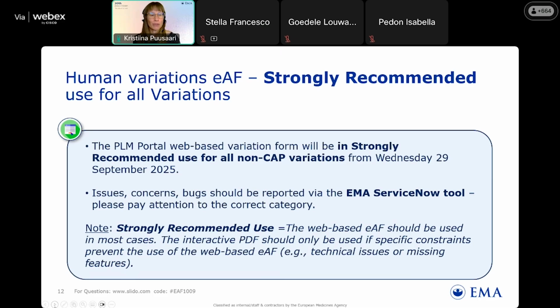And here we also included a little note. What does strongly recommended use mean? It means that the web-based form should be used in most cases. So ideally, the interactive PDF should only be used if specific constraints prevent the use of the web-based eAF. But of course, we understand that it takes time to move to the use of the new form, but we are hoping that we will see more and more users moving to the PLM portal eAF.